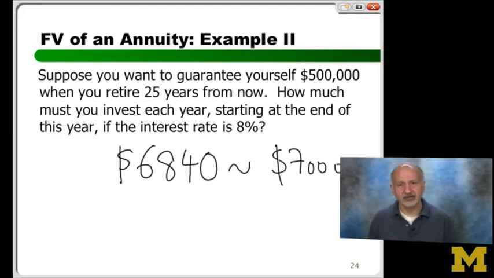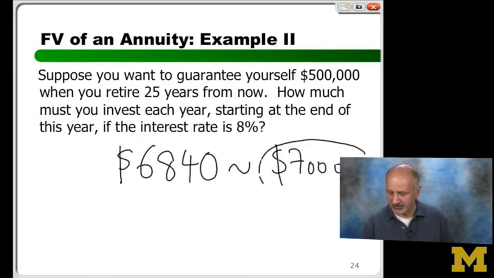Approximately, right? So what's going on here? I need to put away $6,840, and I'll approximate it to approximately $7,000. How many times? 25 times to end up having 500 bucks, right? So why did I approximate even 6,840 by 7,000?